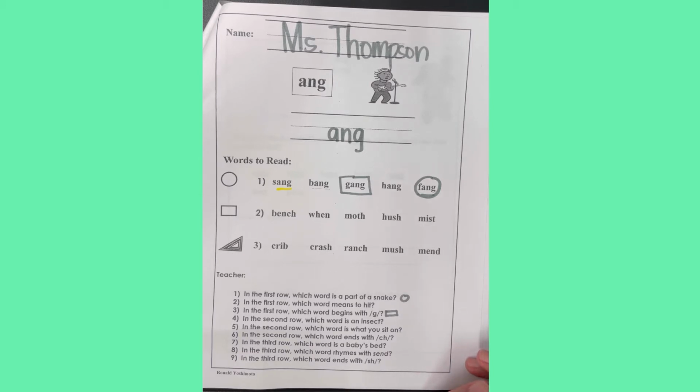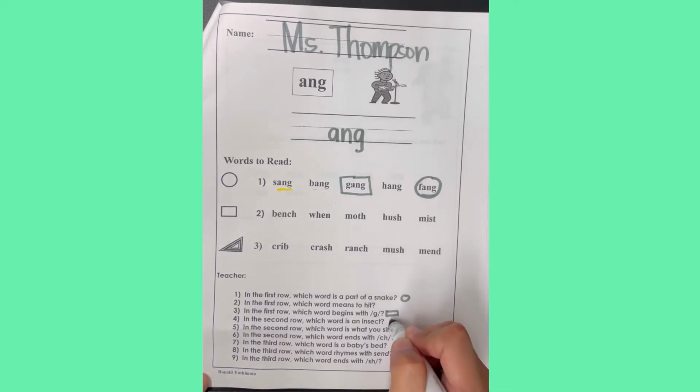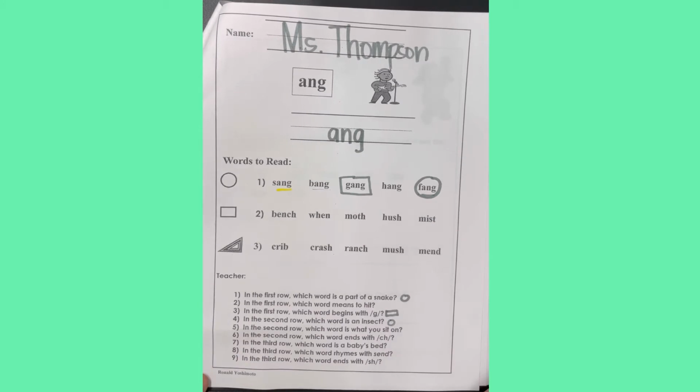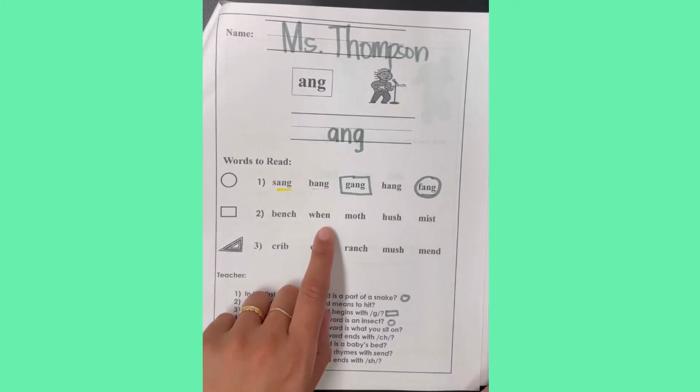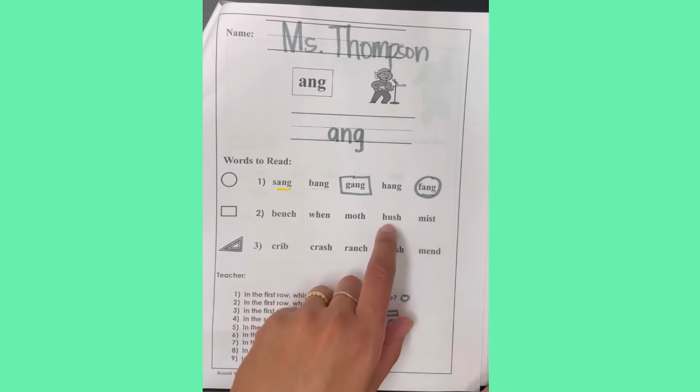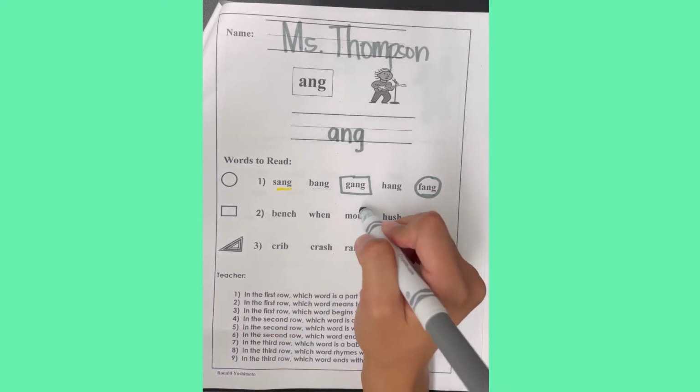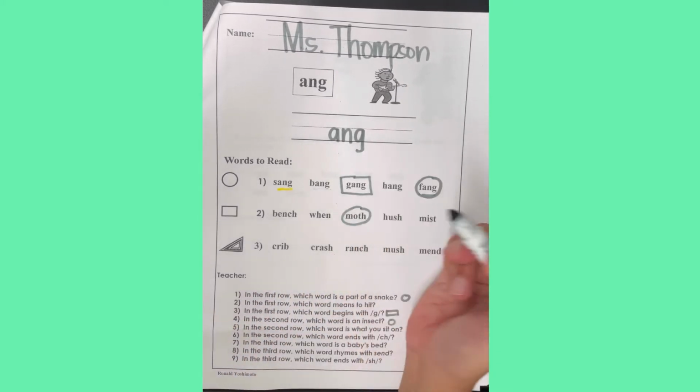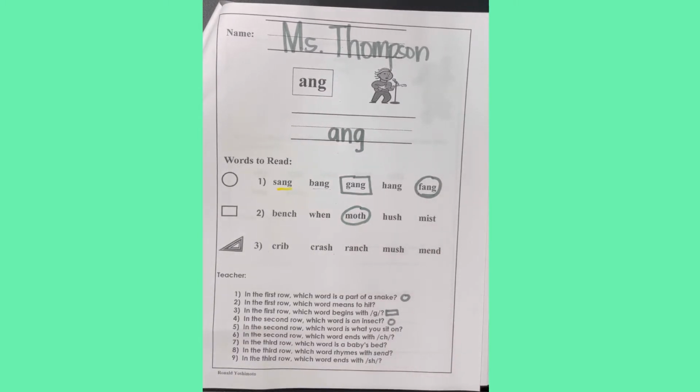Okay, in the second row, which word is an insect? Which word is an insect? Put a circle around it. Bench, when, moth, hush, mist. If you put a circle around moth, you are correct.